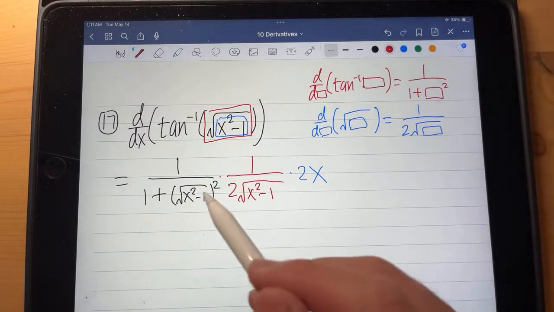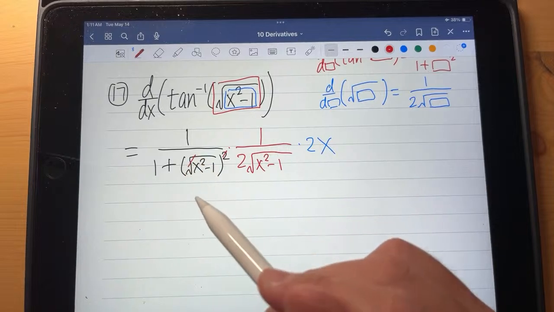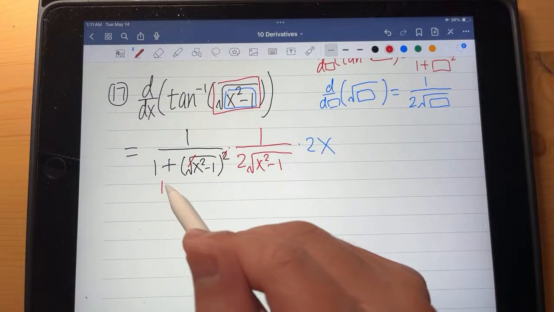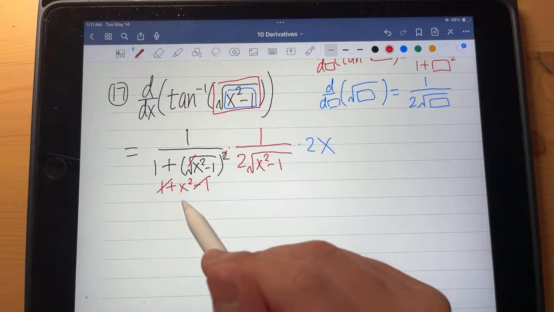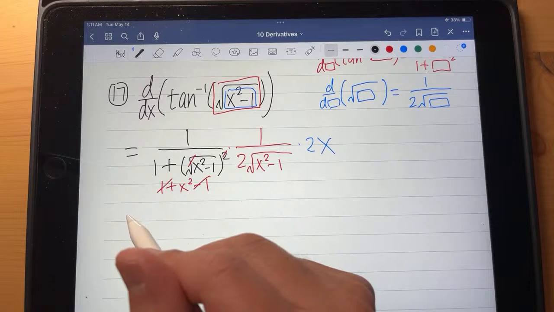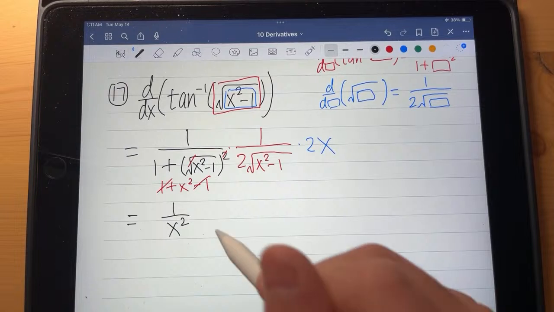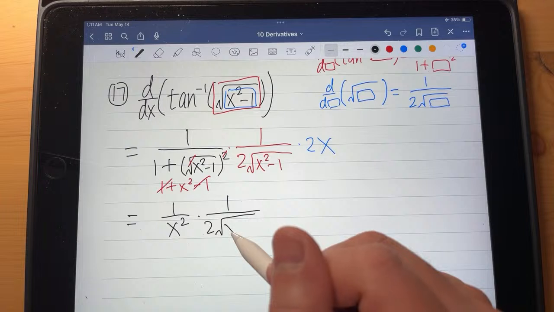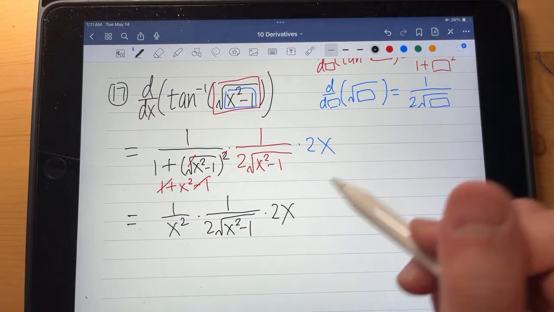Now be careful with this. We see that the square and square root cancel, and the bottom here is 1 plus x squared minus 1, and of course 1 minus 1 is 0, so we have x squared. So let me write down the whole thing again for you guys. For the first part, we have 1 over x squared. Then we multiply by the next part, 1 over 2 square root of x squared minus 1. Lastly, we have the 2x.